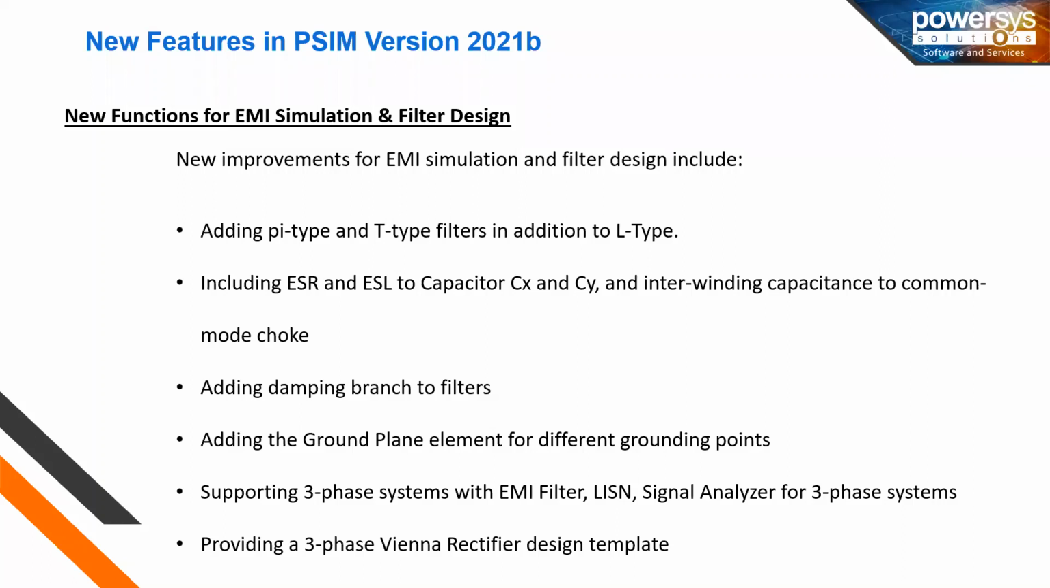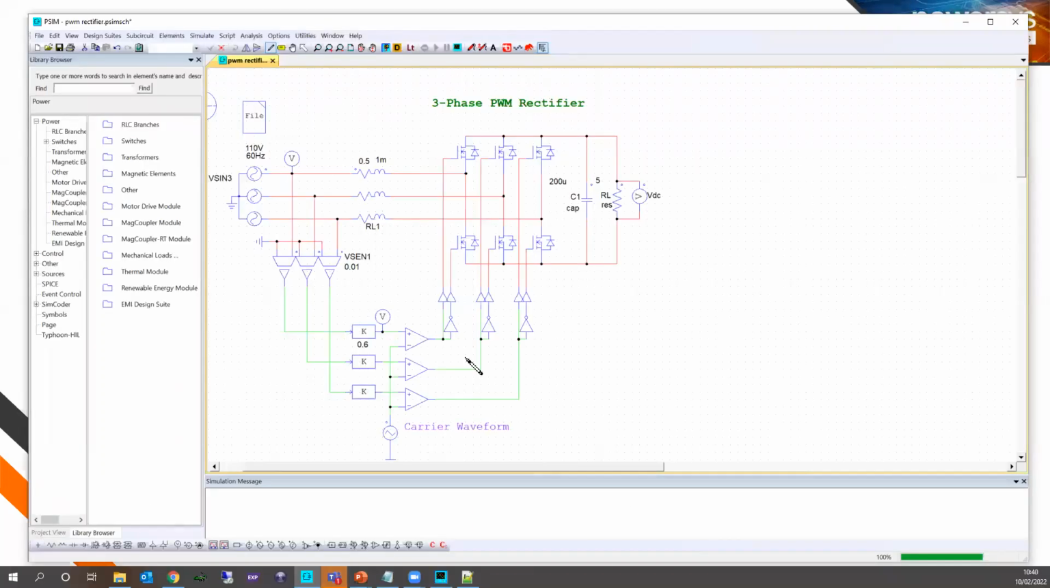A new ground plane if you want to have different ground in your system at the primary and the secondary side, for example. And we have also added the capability to support the three-phase system with the filter, with the LISN and signal analyzer for checking the common mode noise, differential mode noise, and so on. And finally, we have also added a new template regarding the three-phase Vienna rectifier. Okay, so this is new.